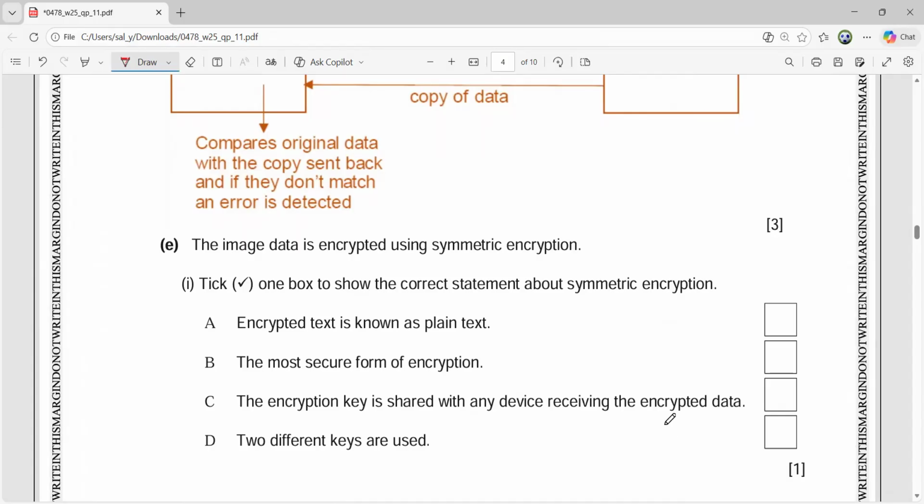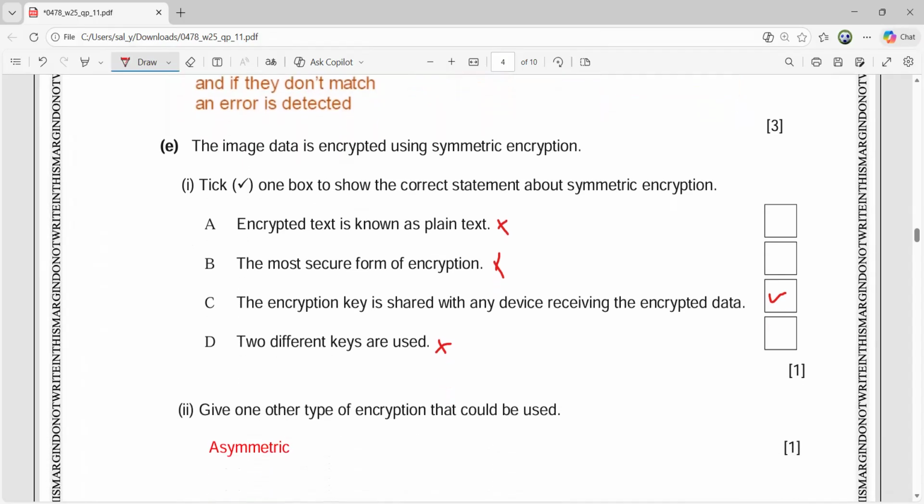Symmetric encryption. So plain text is completely incorrect. You know that it's not a secure method also. Which one is the secure one? Asymmetric one. Encryption key is shared with any device receiving the encrypted data. That is true. And definitely 2 different keys are used. That is also untrue. It means that the only statement that is the correct statement is part C. And in this manner, you will be able to score 1 out of 1.